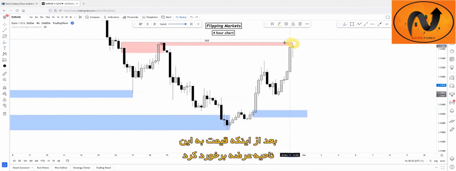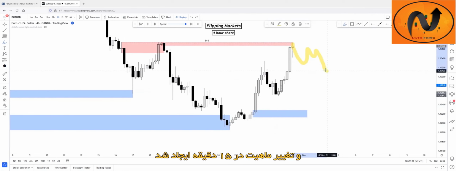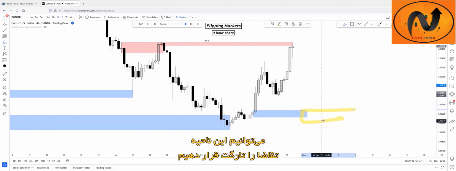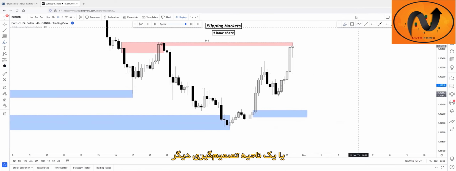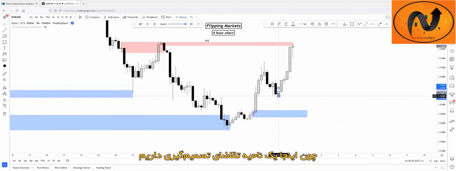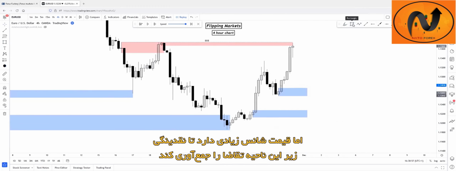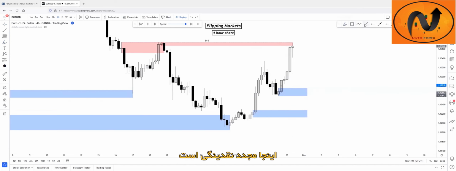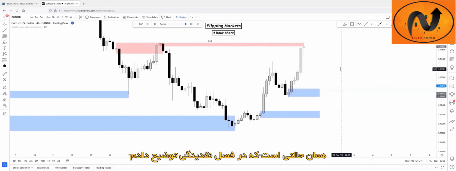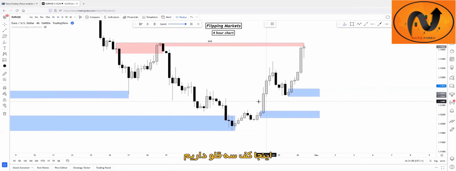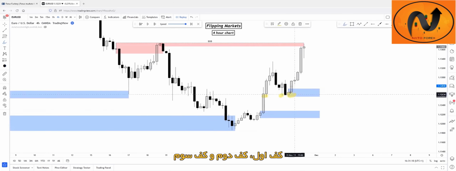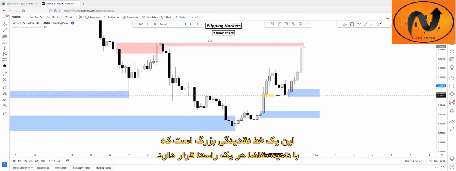After this supply has been tapped and the 15-minute change of character happened, we can target this demand zone right here, or maybe another decisional demand zone, because as you can see, we have a decisional demand zone right here. But price has a really great chance to sweep this demand zone, because if you take a closer look, this is just liquidity again. That's what I was talking about in the liquidity unit, because as you can see, we have triple bottoms here again, first bottom, second bottom, third bottom. So this is just a huge liquidity line lined up with the demand zone.